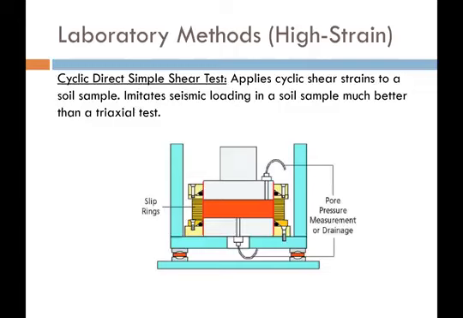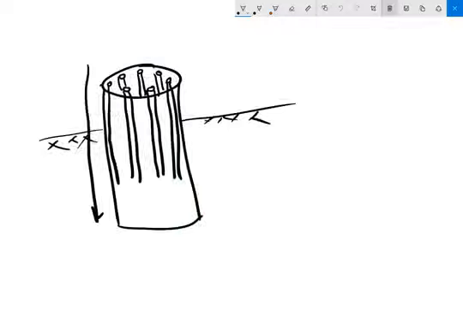Another test that is less commonly used in practice and more commonly used in universities and academic research is called the cyclic direct simple shear test. Now, this is like a direct shear test, but it's superior because what we have is, let's see if I can even draw this.